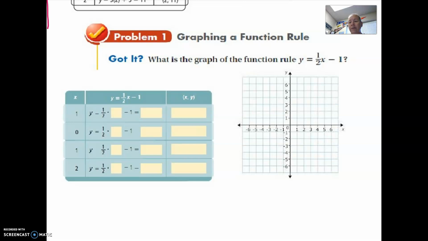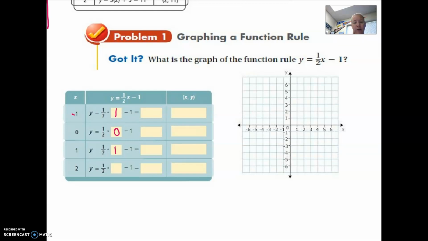So what is the graph of this function rule? So we would take each value for x, and they've already given us those values, and plug them in. So I would plug in 1 for x, or 0, or I think that is a -1 here.